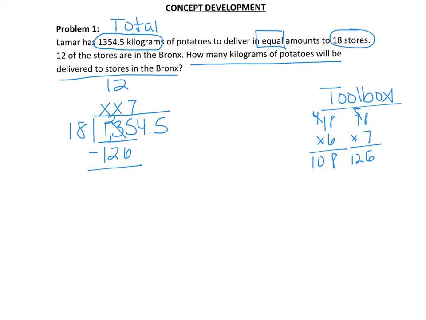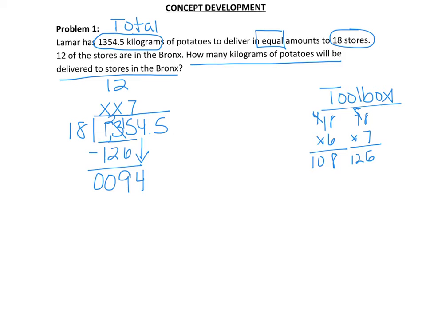So the 3 becomes a 2, the 5 becomes 15. 15 minus 6 is 9. 0, 0. Bring down that 4 because I just subtracted. So 94 divided by 18.